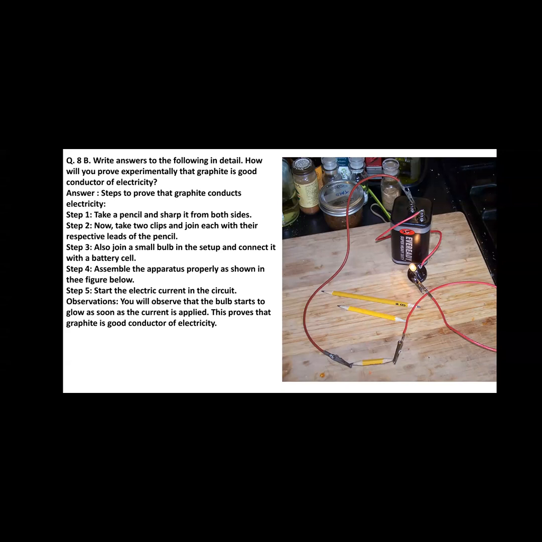So if the bulb glows it means current passes, and if the bulb does not glow current will not pass. But in this experiment the bulb glowed, so we can say that current passes, hence graphite can be understood as a good conductor of electricity because current passes through it.